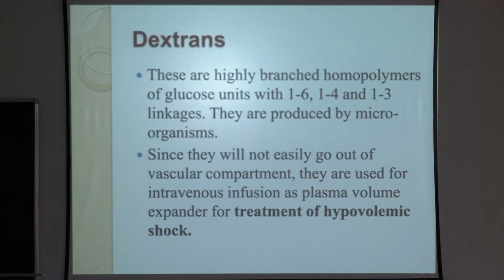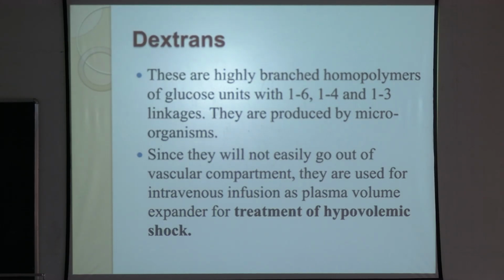dextrans. Now, we already studied about dextrins. What were dextrins? Partial hydrolyzed products of starch. This is dextran. It is branched homopolymers of glucose units connected by 1,6, 1,4 and 1,3 linkages found in microorganisms, okay, in bacteria, and it is not easily extravasated, so they are used for plasma volume expander as IV infusion.